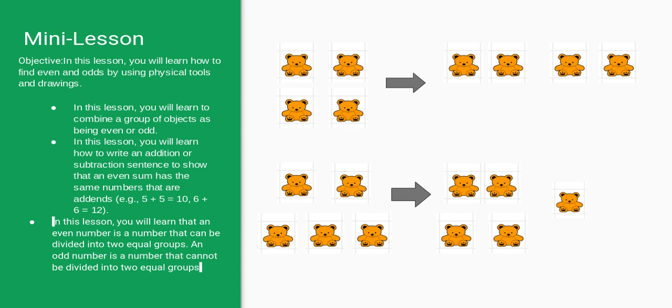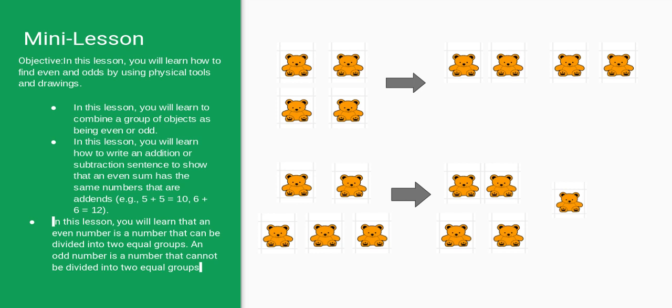Mini lesson. Objective. In this lesson, you will learn how to find even and odds by using physical tools and drawings. You will learn to combine a group of objects as being even or odd. You will learn how to write an addition or subtraction sentence to show that an even sum has the same numbers that are add-ins. 5 plus 5 equals 10, and 6 plus 6 equals 12.